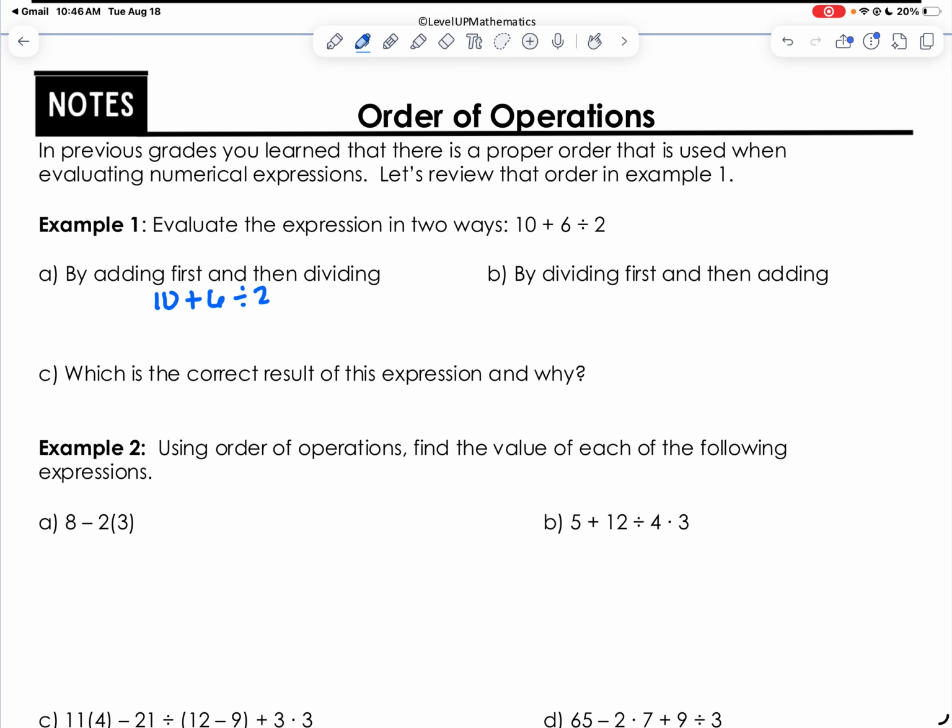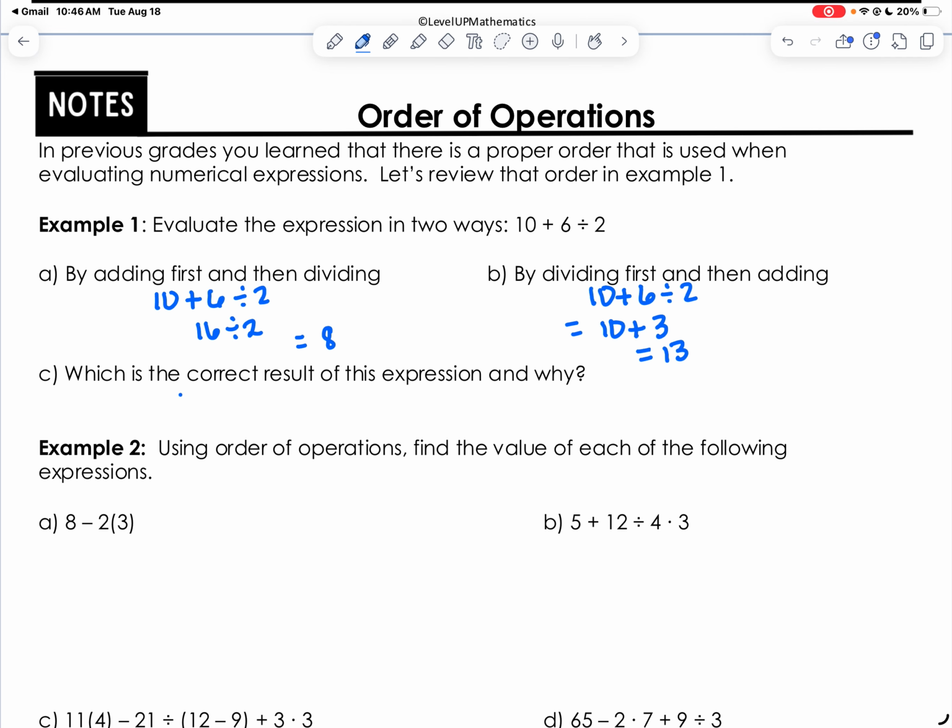So if we were to add first, we would get 16 divided by 2, which would then be 8. Now, if we divide first and then add, let's see what we would get. So if we were to divide first, we would get 10 plus 6 divided by 2 is 3, which is equal to 13. Part C, which is the correct result of this expression and why? Think back onto what you learned in previous grades.